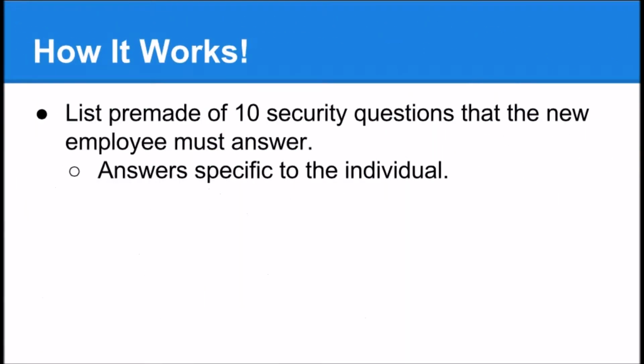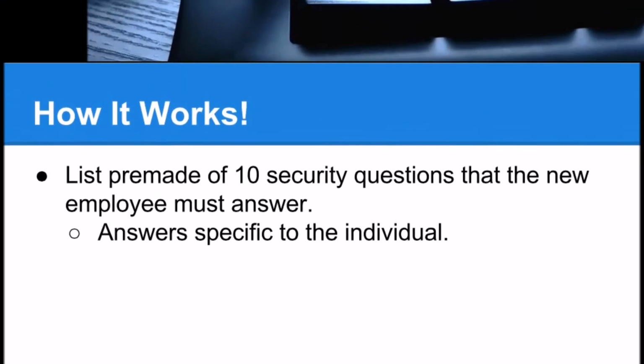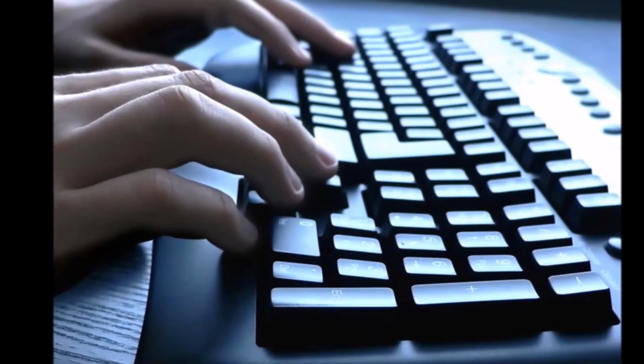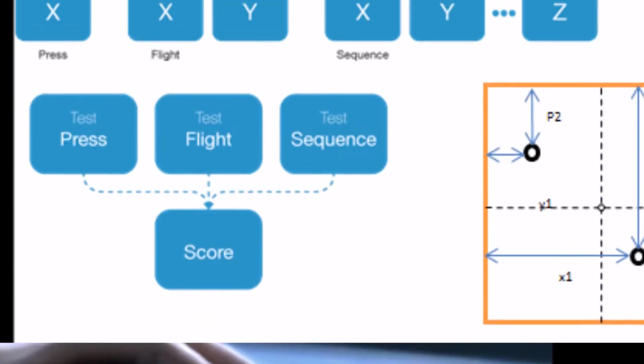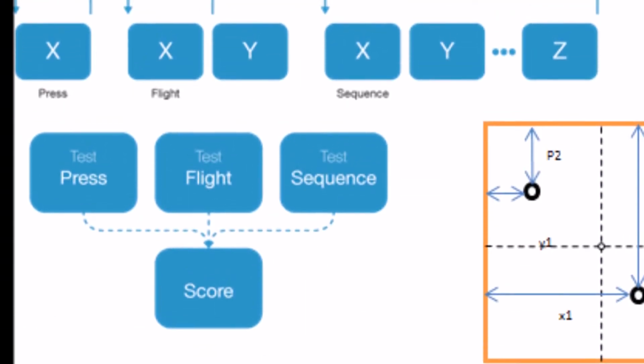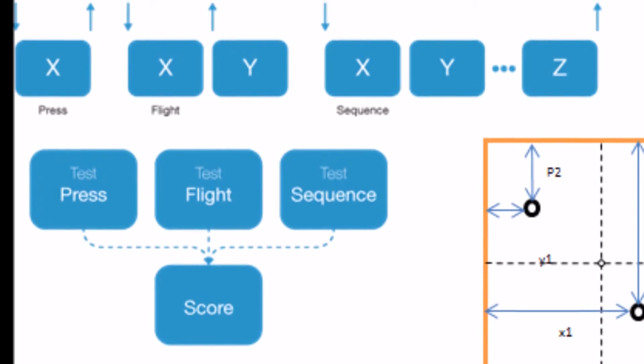Another way that keystroke dynamics work. Upon hiring, the company would have a list of 10 pre-made security questions that each employee must answer. The answers given by the employee should be specific to the individual. Their answers are then implemented into the computer system. So now, not only does the computer system recognize the keystroking behaviors of the employee, but it also recognizes their passcodes that should match with the keystroking behaviors.